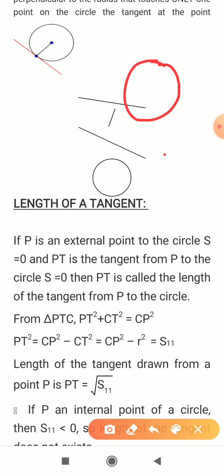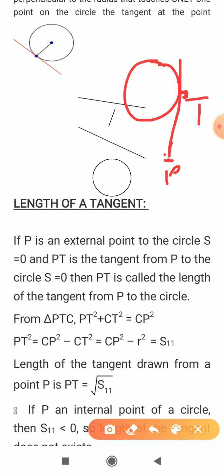Suppose P is here. This is the tangent drawn from it. This is the length of the tangent from this point to this point. If this P is here, that means the points T and P coincide. So PT is equal to 0.